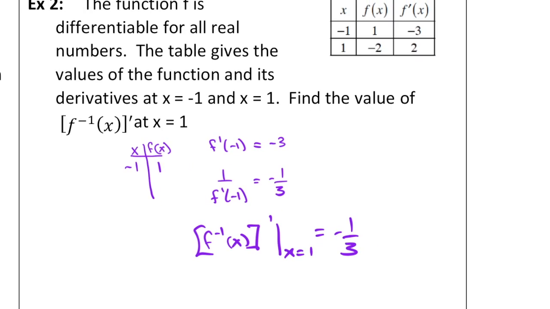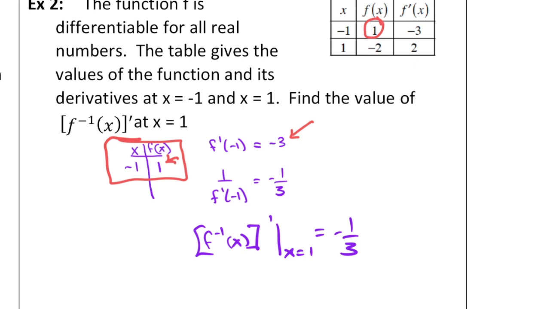So as a reminder, to find the derivative of inverse functions, begin by thinking about x and f of x. You know that f of x was given to you. Use your table of values and figure out the x value. You want to find the derivative of f prime at that new x value. In this problem, it's -3.